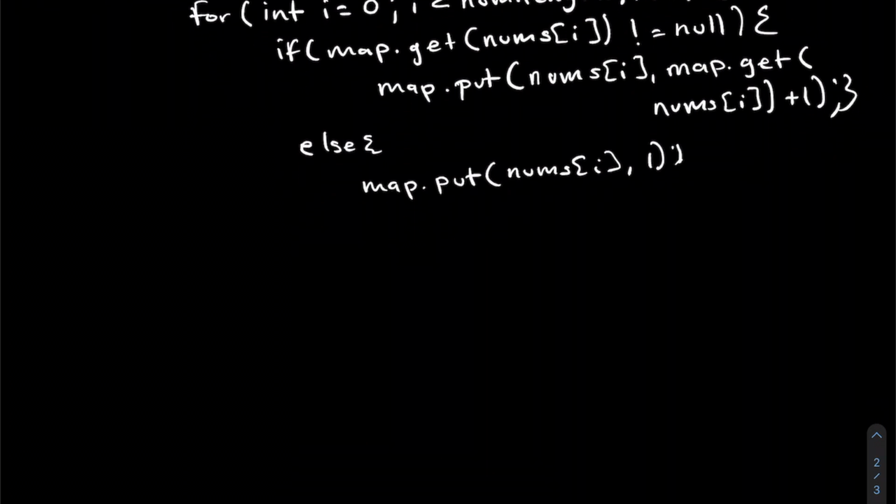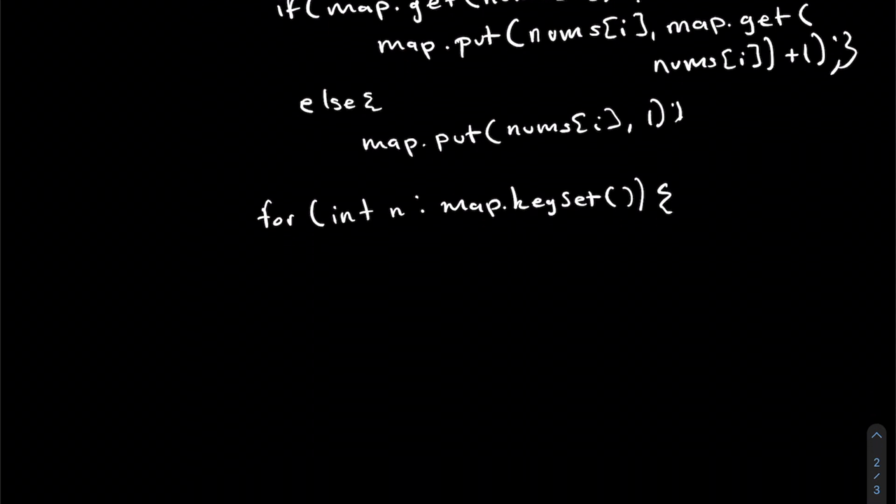So now that we have all of our stuff inside the map, what we're going to do is go through the map that we have created and add that into the heap. So we're going to do a for loop, for int n in map.keySet. Basically this grabs us the keys from the hash map, and we're just going to iterate through it, and offer that value into the heap.